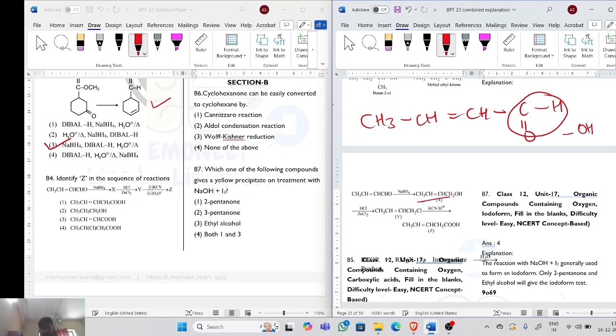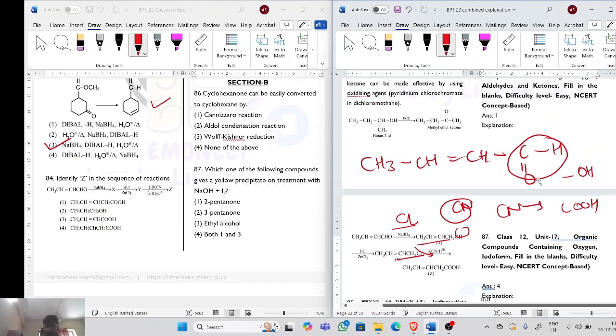Now, we are reacting with HCl in the presence of ZnCl2. So here, this OH group will be replaced by a Cl group. Then we have KCN. On reaction with KCN, the Cl will be removed and a CN group will be attached in place of Cl. Now we are using H plus, H2O. So H plus, H2O will convert this CN group to the carboxylic acid group, COOH. So the correct answer will be option number 1.